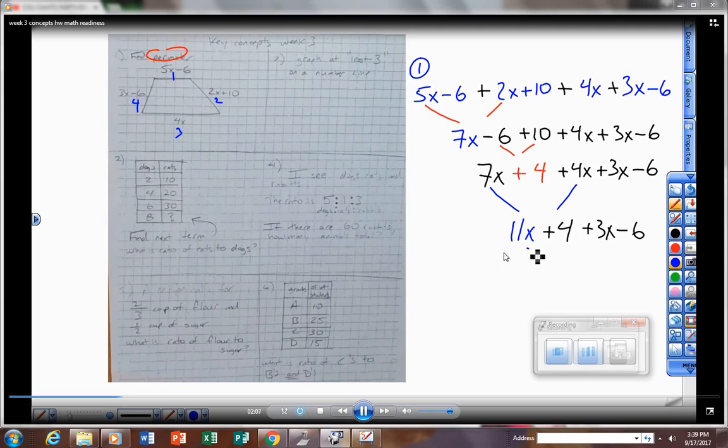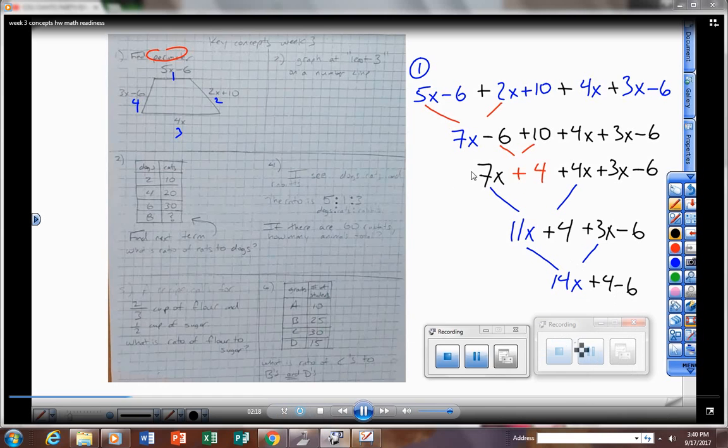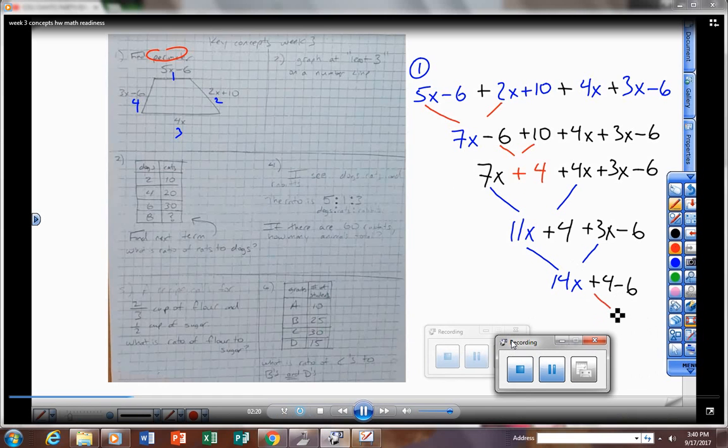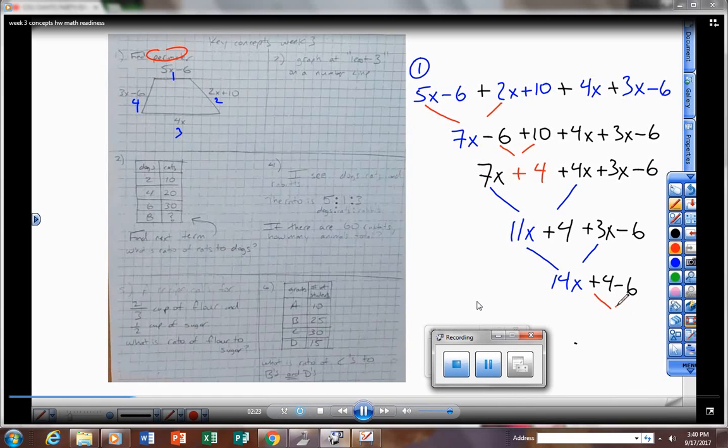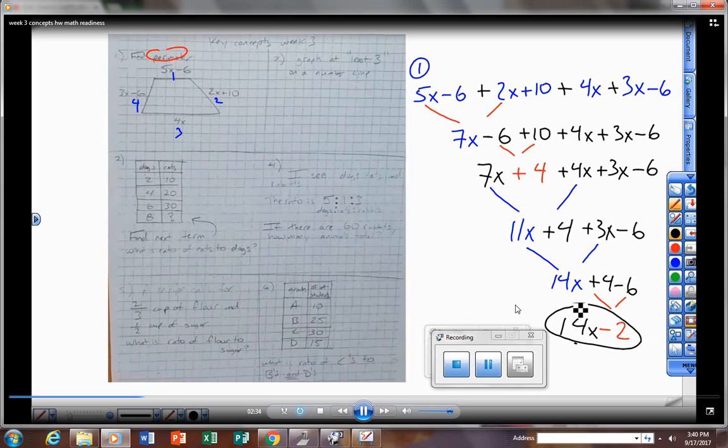Combining still left to right. Leave these two alone. Combine the two x terms to get 14 of those x's, bring down plus 4 minus 6, and then last but not least, combine the positive 4 with the minus 6. And that gives me 14x minus 2. That is the perimeter, the algebraic perimeter of that shape, combining like terms all the way around.